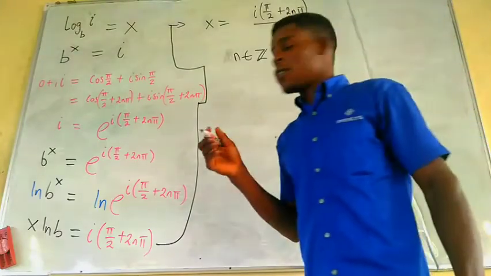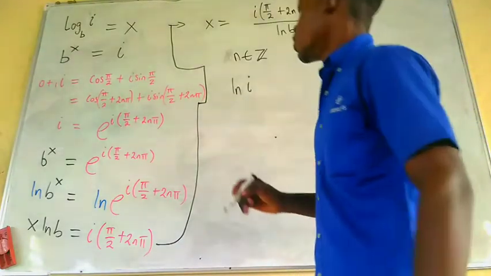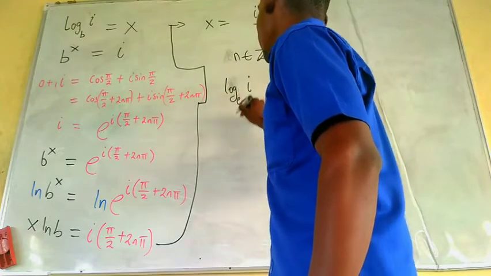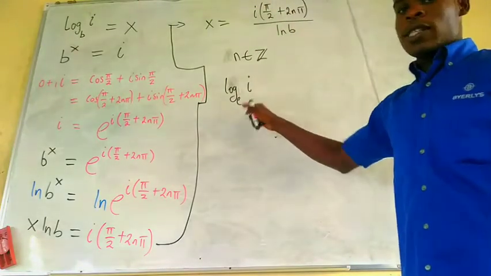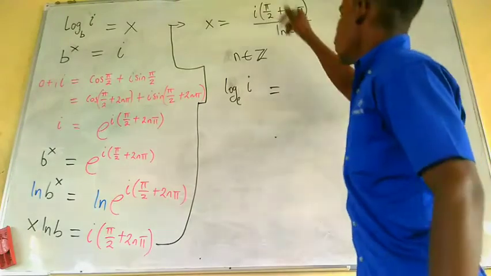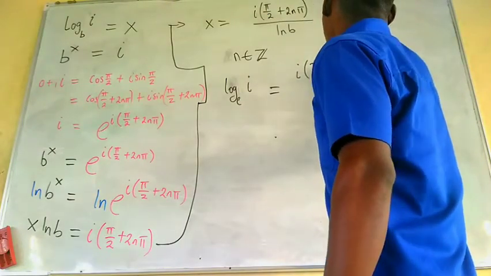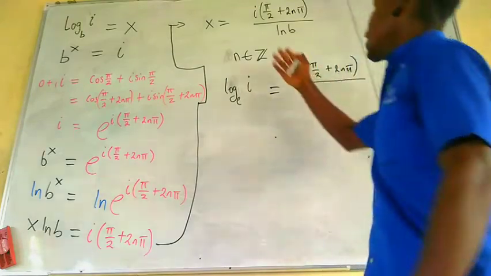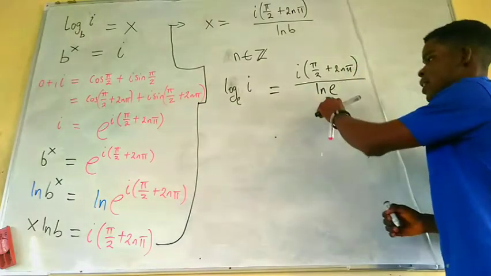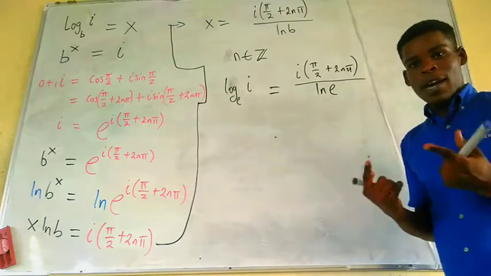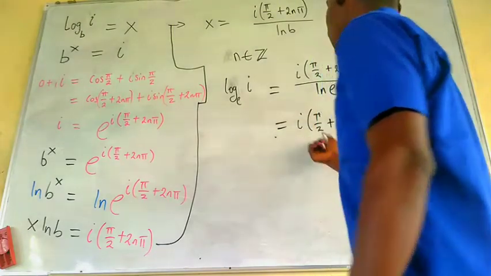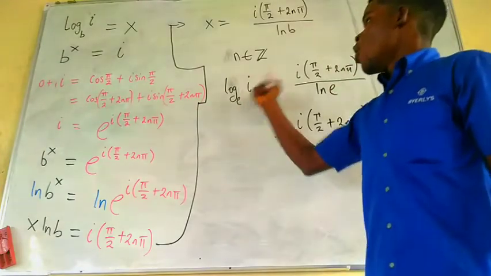If you have a particular question, let's say ln of i, that is log of i to base e, which is synonymous with ln, then we are sure that the base is e, so we can quickly apply this formula. It is equal to i times pi over 2 plus 2n pi at the top, divided by ln b, where b was the base, so ln e. Well, ln e is the same thing as 1. So everything here will just become i times pi over 2 plus 2n pi. And this is the result for ln i, the natural logarithm of i.